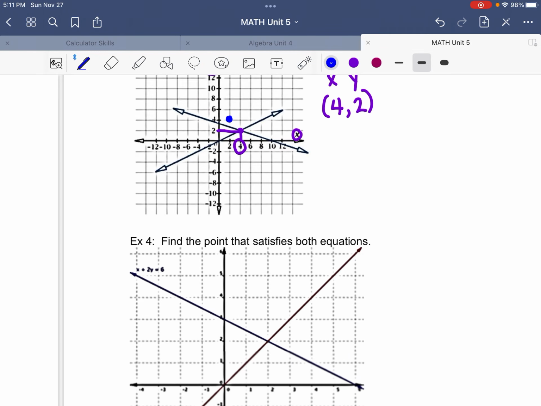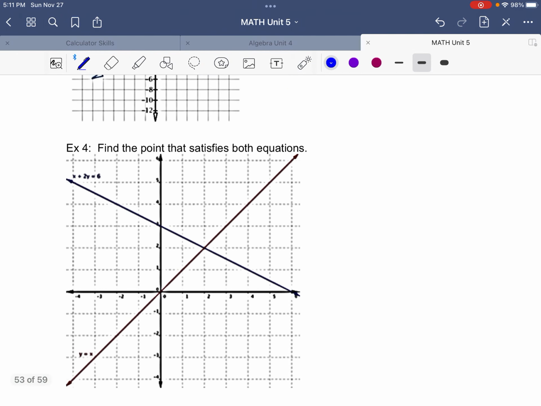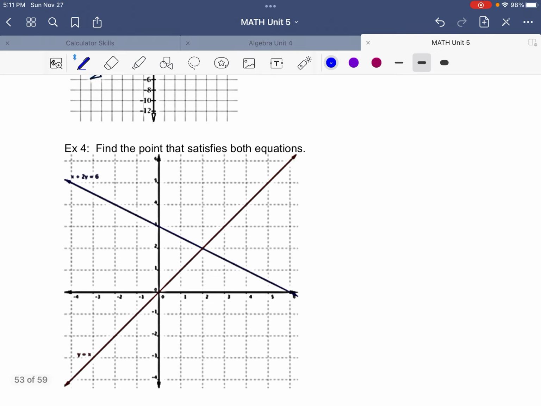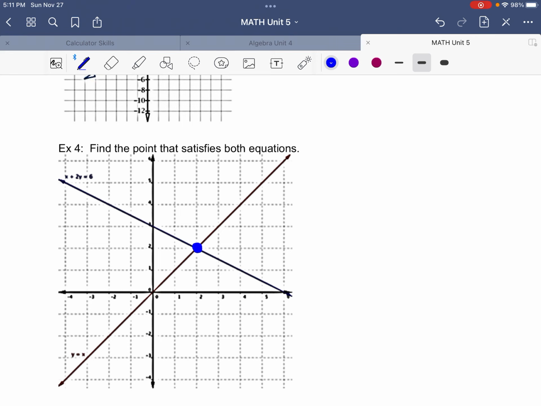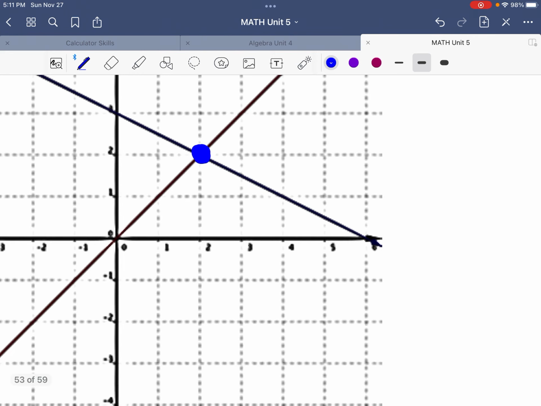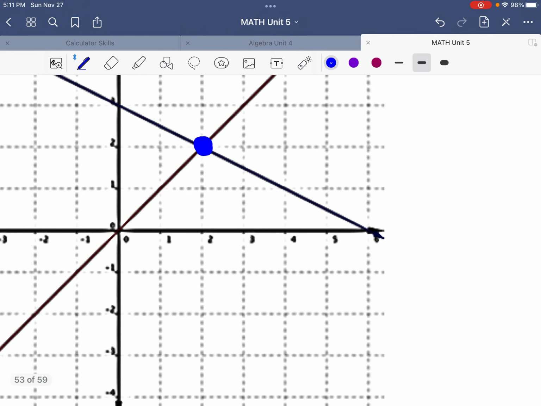All right, let's look at the last example, example 4. Find the point that satisfies both equations. I look at the graph, I see where the two lines intersect, and I just name that point. I can see that that point is, now you've got to look at the numbers, the point where x equals 2 and y equals 2. Very easy, right?